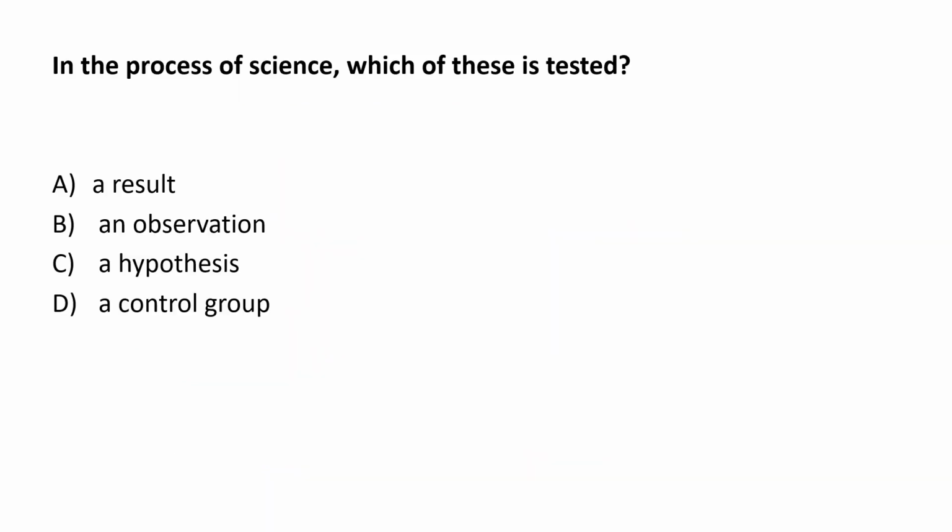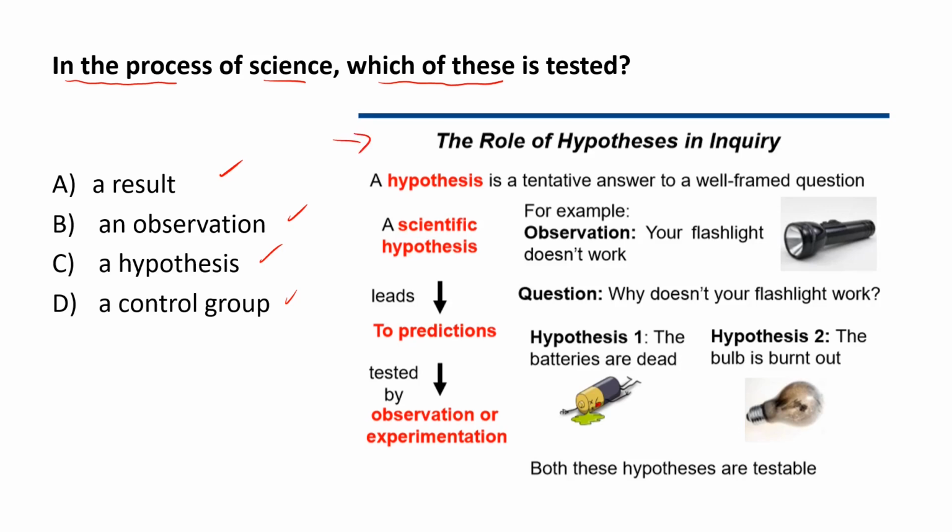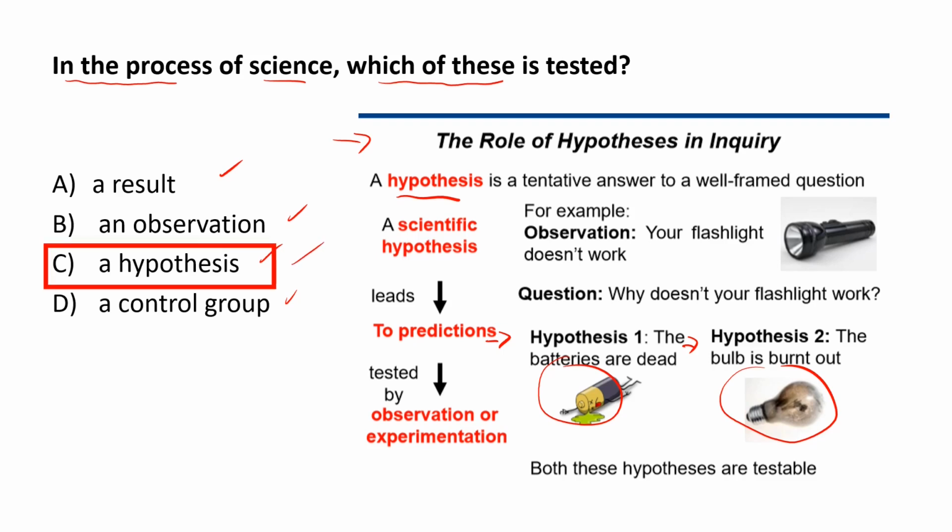I'm going to give you a small question that can maybe help you study for the test. Try to answer this question. In the process of science, which of these is tested? Results, observation, hypothesis, or a control group? If you remember our previous class, we talked about what is a hypothesis, and we gave examples of hypotheses, like the light bulbs. I showed you that with experiments we can test the hypothesis. So the answer, of course, is hypothesis.